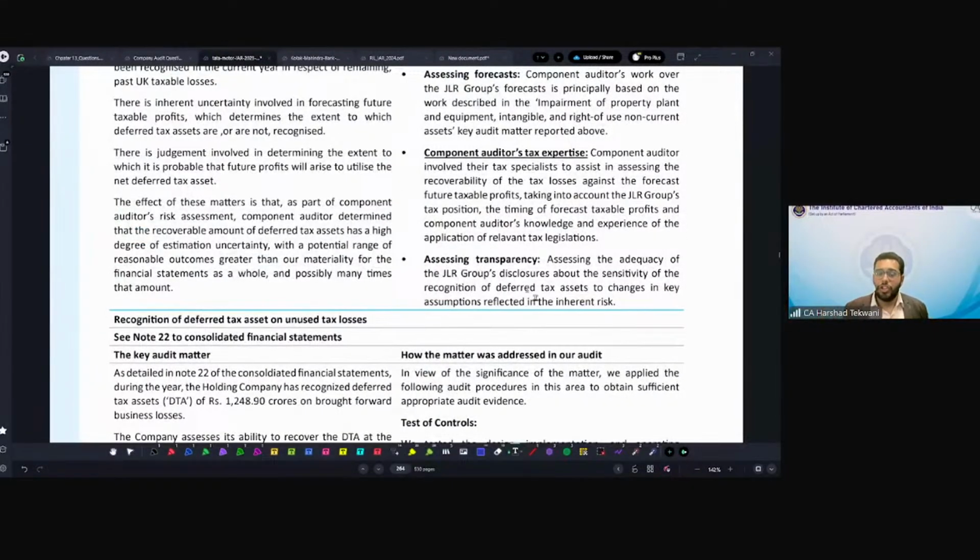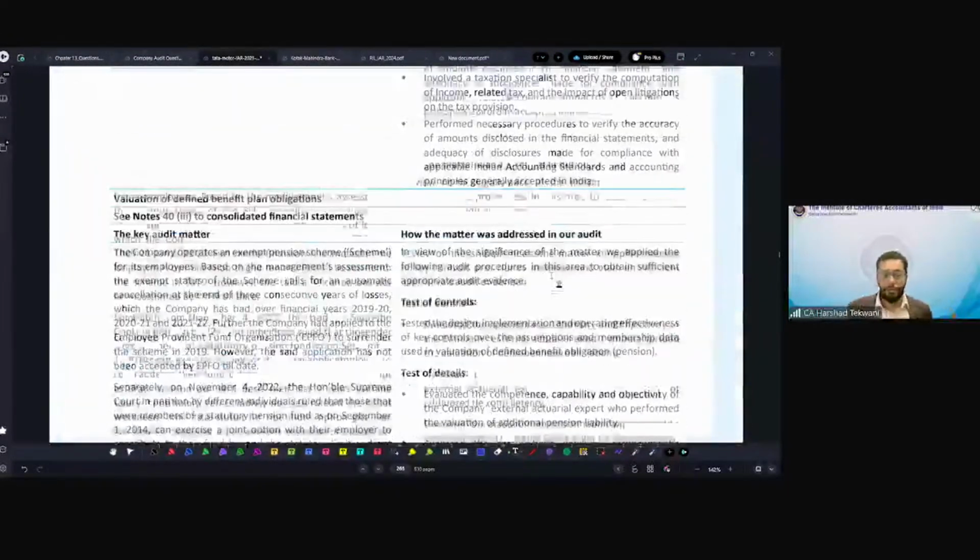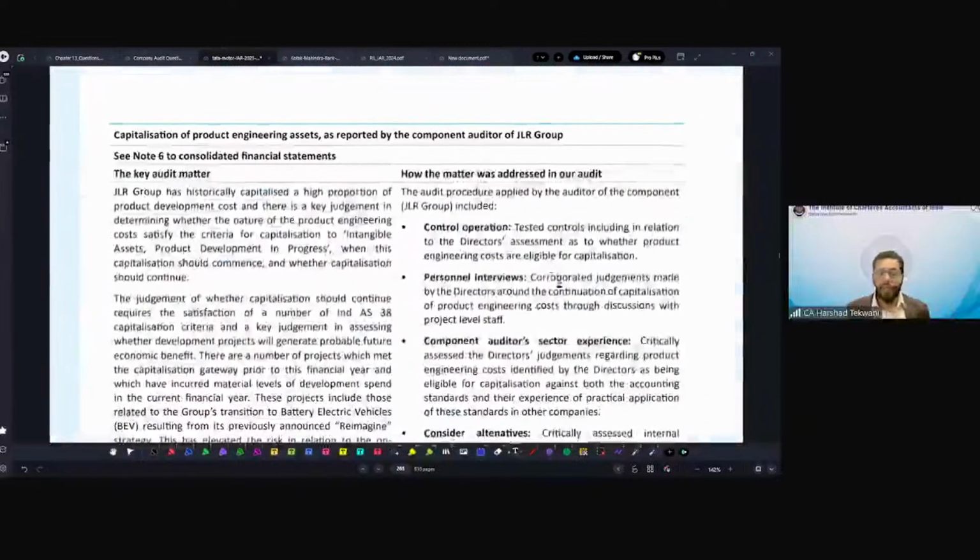So it can be a combination of the matters that you have identified and the matters that have been identified by the component auditors, both. This is how you can refer to key audit matters. So this is how you can provide about key audit matters. Rest everything is same. The way we are required to report key audit matters, the same way it is required to be reported over here. So this is how the basic reporting is there.